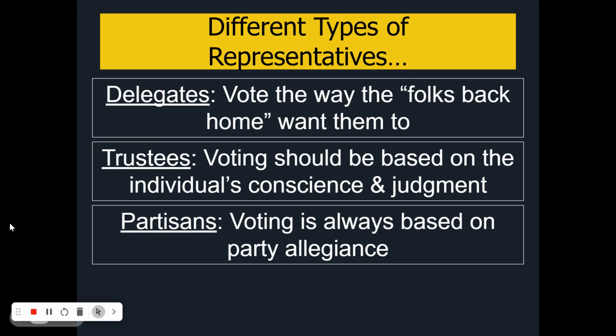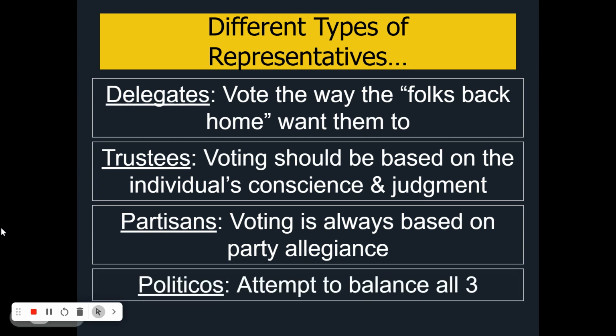If you vote as a partisan, as how many members of Congress vote today, you're always going to vote the way your political party tells you to vote. So before you vote in Congress, you're going to look to either the Republican or Democratic leadership in Congress, and they're going to tell you how they want to vote, and you're all going to kind of vote together.